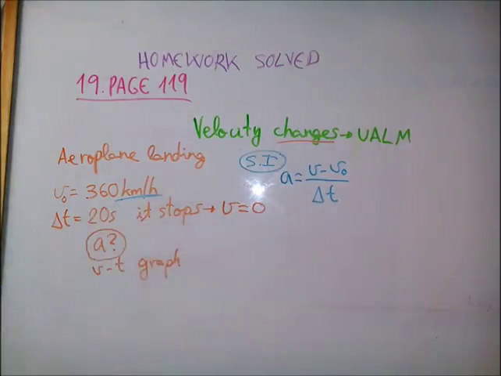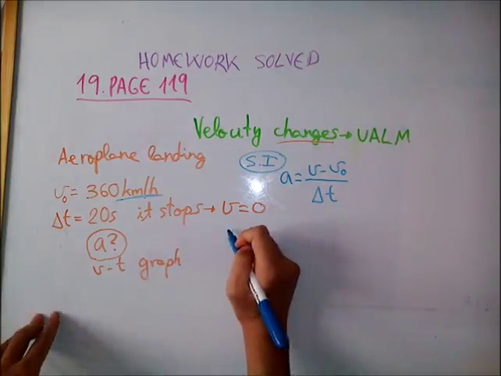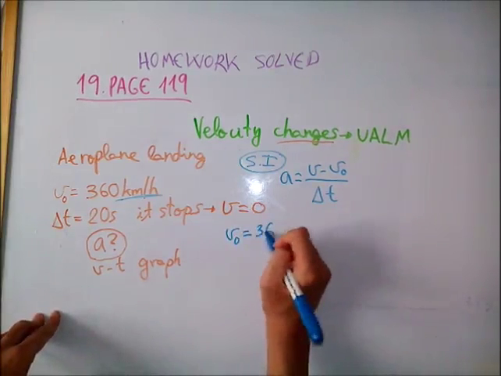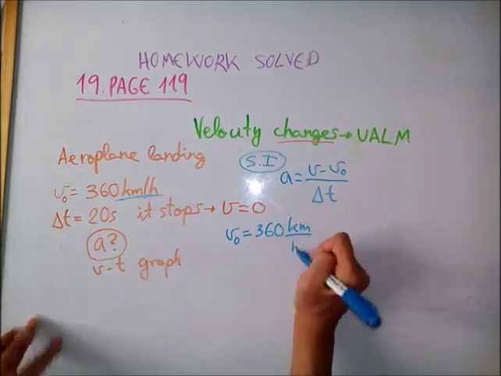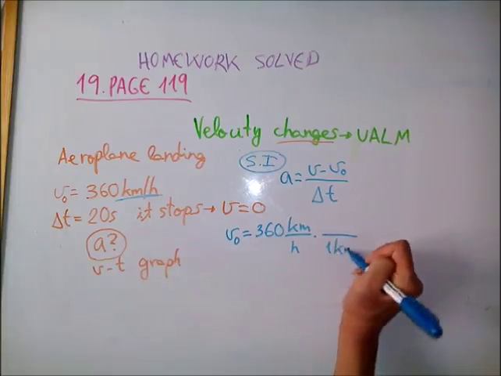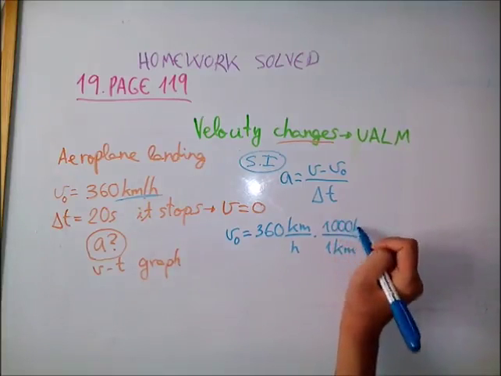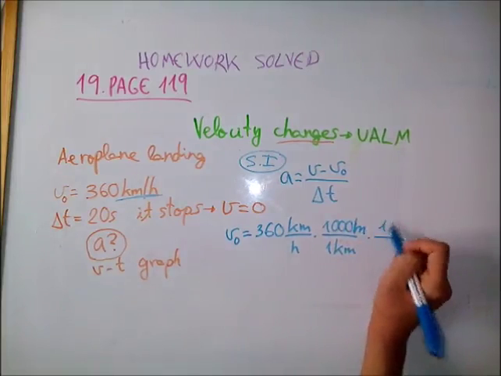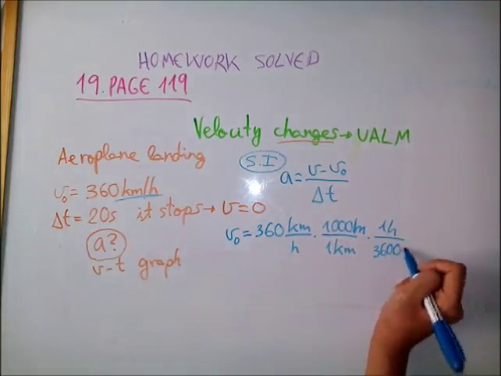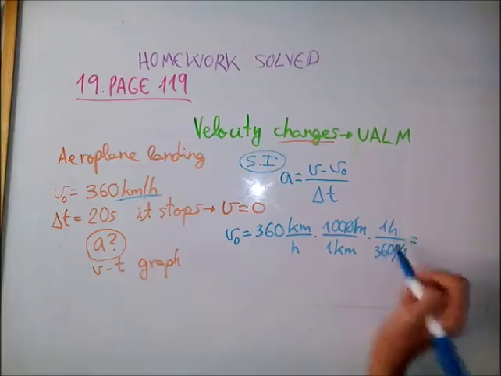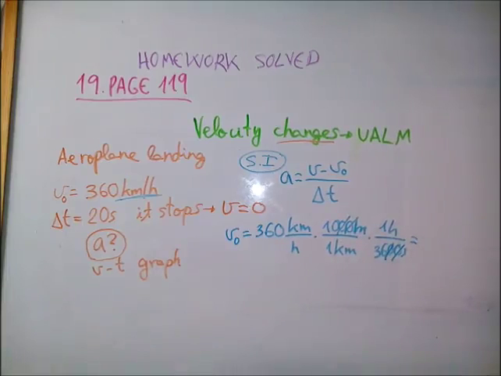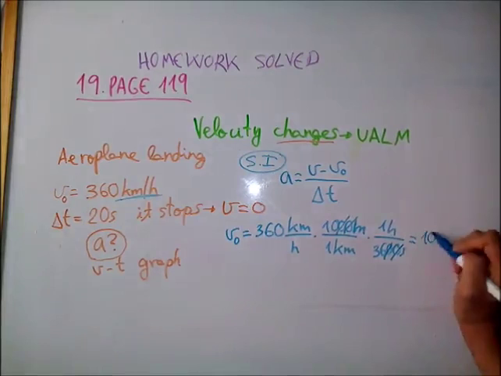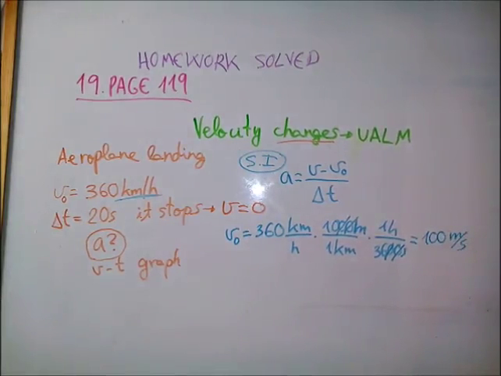So we have here kilometers per hour, and it would be nice to transform it into meters per second. So let's do it here. Initial velocity 360 kilometers per hour. So we change the kilometers into meters, and we change the hours into seconds, okay? So we remove the zeros, okay? And we have that this is 100 meters per second, okay? So we already have this in the international system of units.